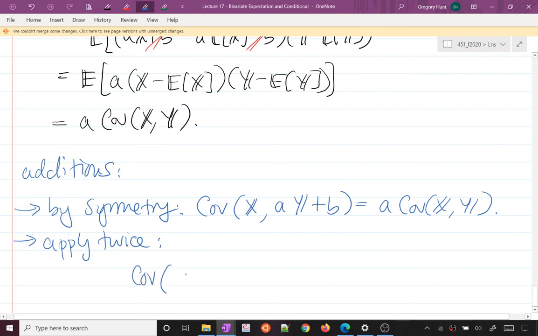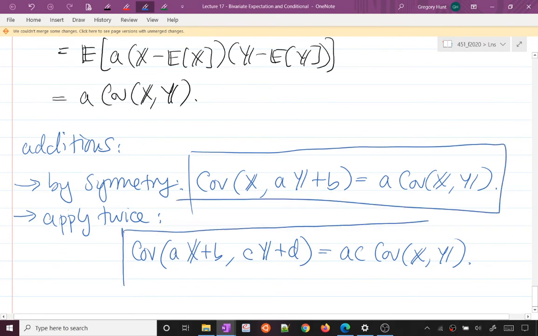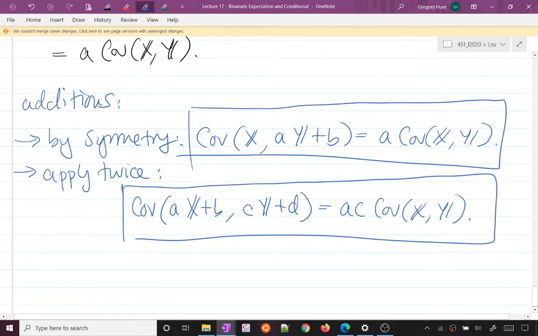I can also derive a theorem for the covariance of aX plus b and, let's say, cY plus d. I can apply the theorem to the first argument and then to the second argument. I will get ac times the covariance of X and Y. I'll put boxes around these because these are useful intermediaries. This last one is the full theorem.